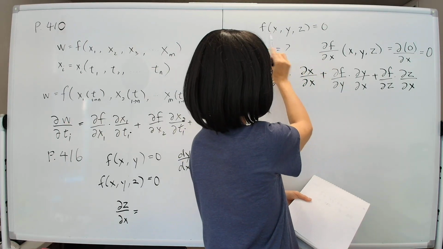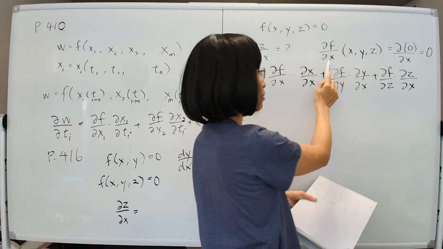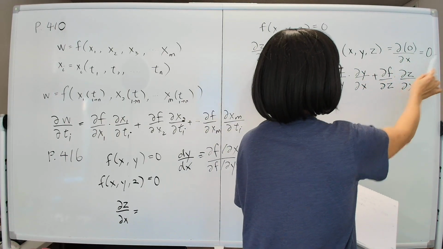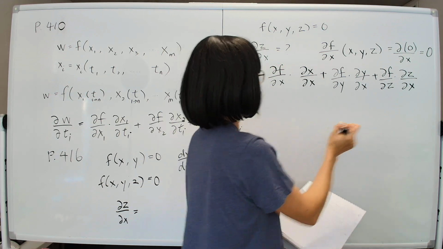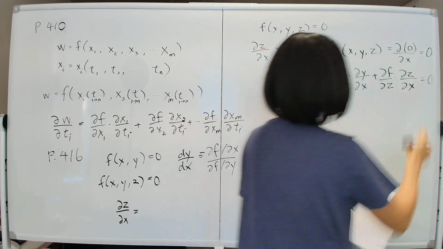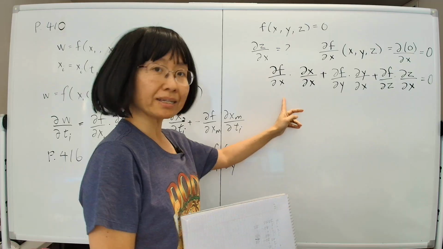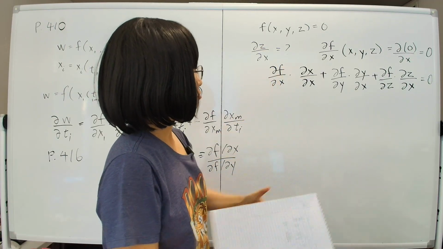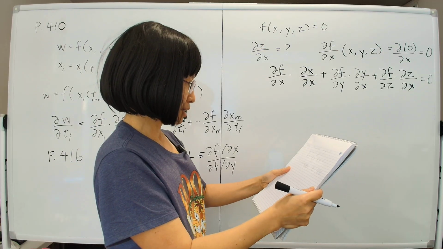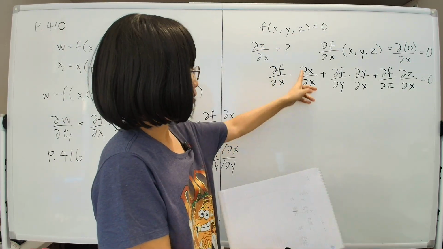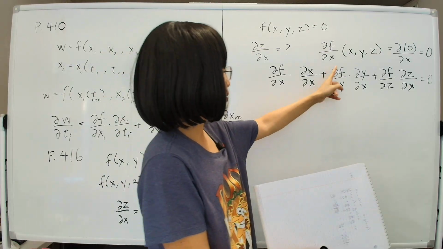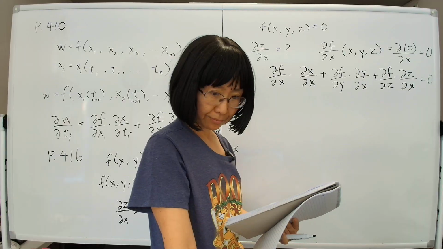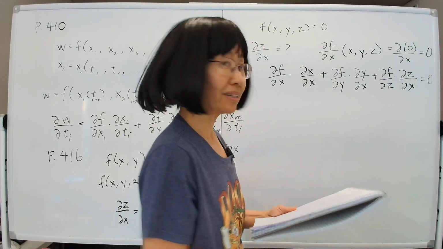First, we notice that because this equation is 0, if we take the partial derivative with respect to x, it's just taking the derivative of 0, which is 0. All right, so far so good. As a result, what is partial f partial x? We apply the chain rule. So it becomes partial f partial x times the derivative of x, and then the derivative of y, and the derivative of z, just like before.